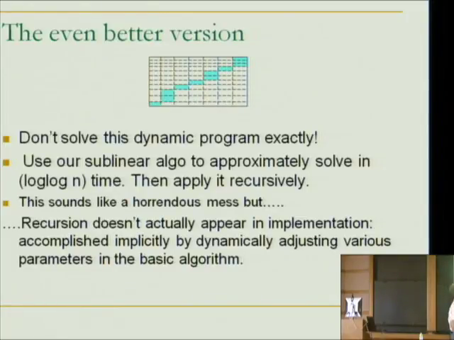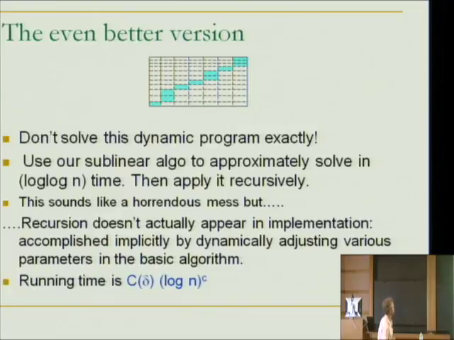But then you didn't have to draw this picture. You didn't have to create it. You didn't have to do the recursion. You could just go back and say, if you fail to find a splitter with w, then increase it to 1 over log n. And you have to do some other changes, but everything can be done in that way by just jiggling with the parameters. Okay. And the running time is c of delta times log n to the c.